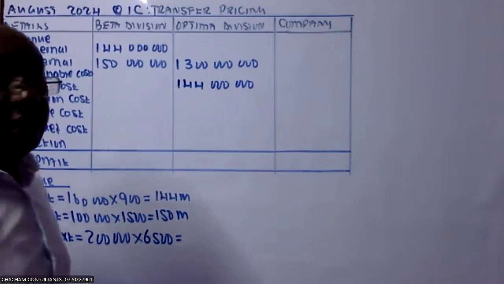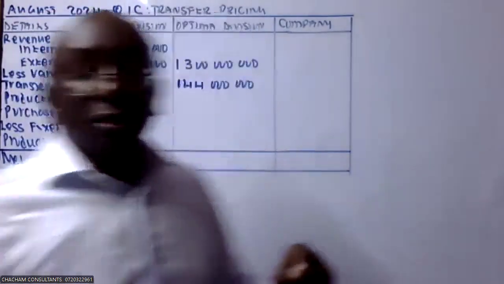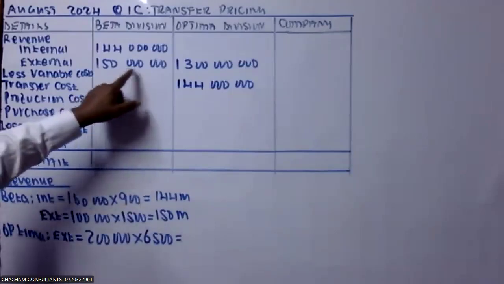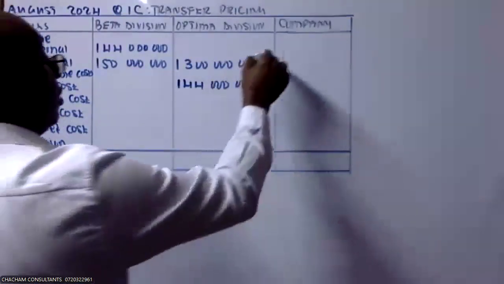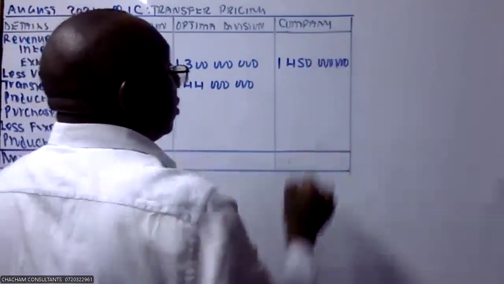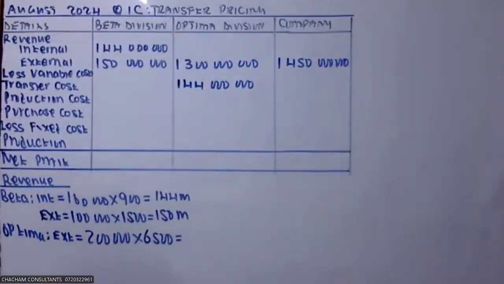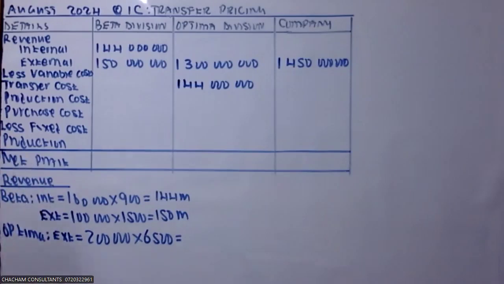Now, anything external should find its way to the company. So the revenue of the company will be this plus this. So when you add, that would be 1,450,000,000. $450,000,000. That is about revenue.